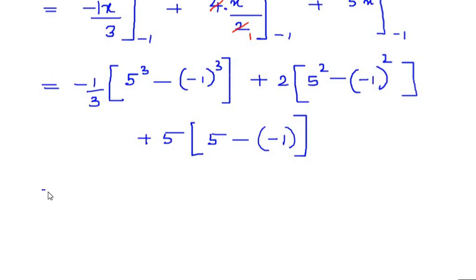So let me simplify these now. It becomes -1 over 3. 5 cube is 125. And -1 cube is -1. So minus of minus is +1.